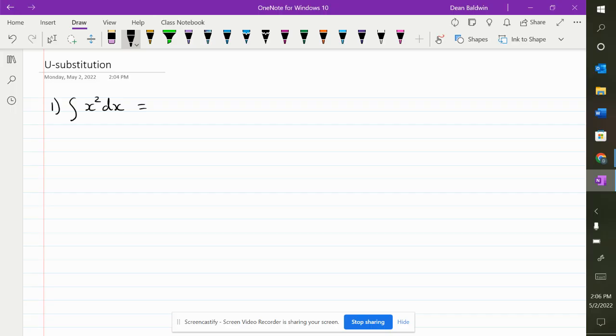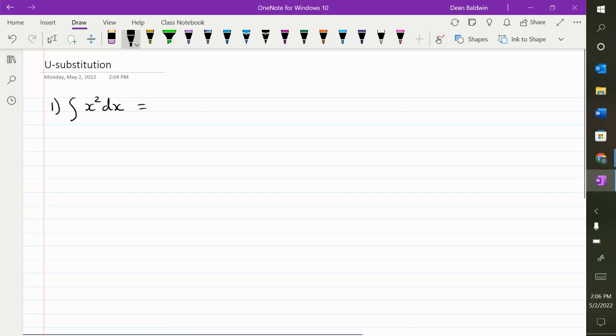But up to this point, you've been solving integrals that look something like this: x squared dx. It's a single function inside the integral sign. We can just use power rule here. We add 1 to the exponent, divide by the new exponent, tack on a plus c, and we're done. That's what we've been solving up until now.